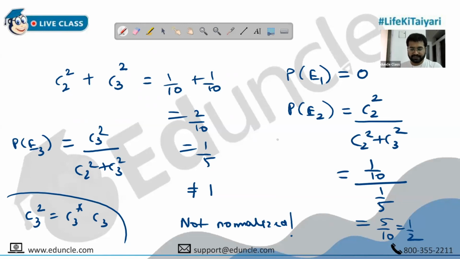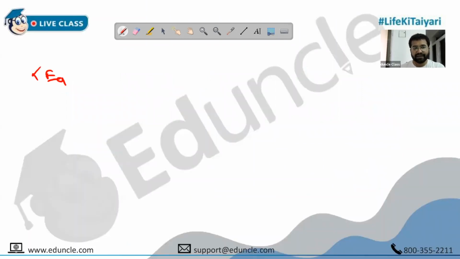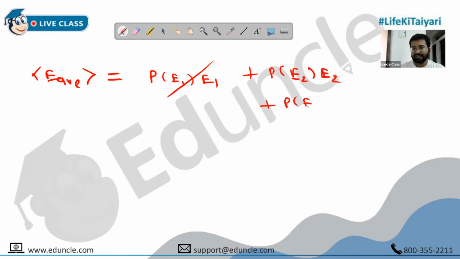Okay, people. Chalo, next. And if I would have asked in the same question, find the average energy, then how do we find the average energy? C1 square E1 plus C2 square E2 by C1 square plus C2 square. Okay. Or either way, you can directly write probability of energy E1 into energy E1. This one is 0 anyway. So we have got probability of energy E2 into energy E2 plus probability of energy E3 into energy E3. Okay. Probability, you know how to find. Energy, you know how to find.